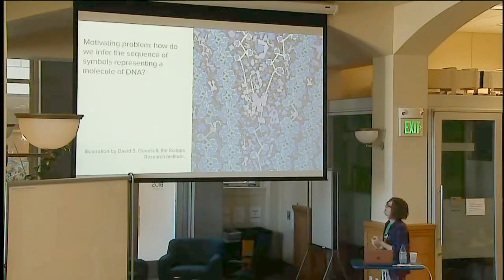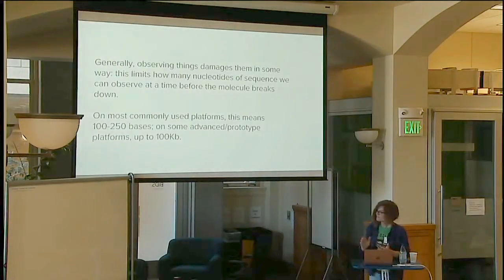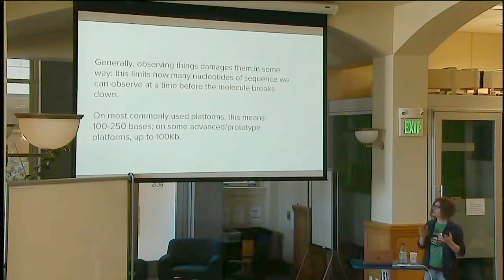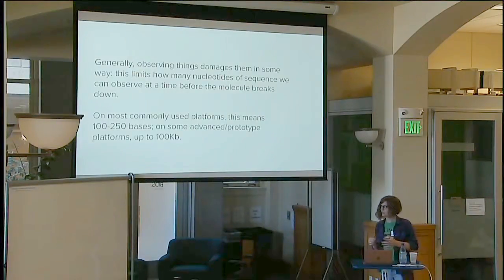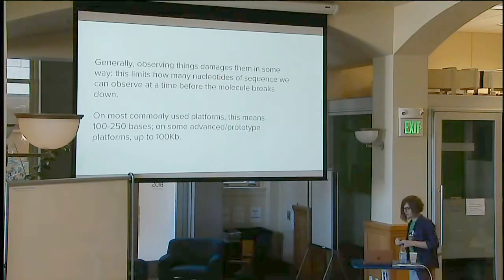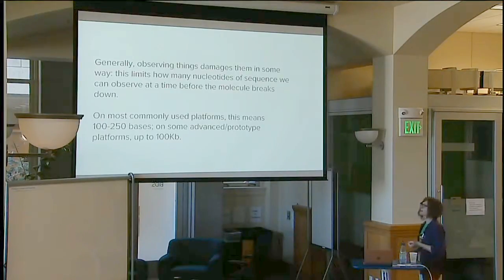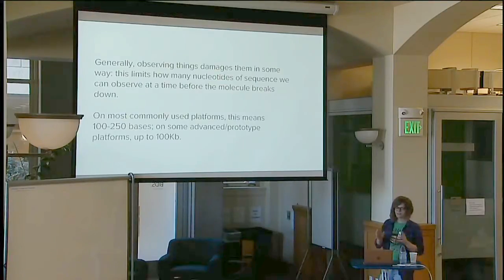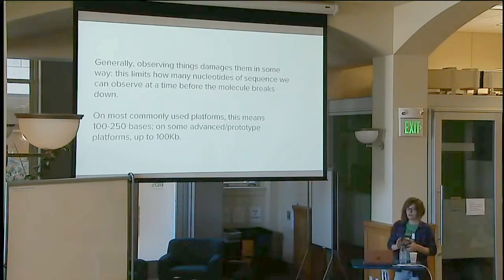And so how do we turn this into those strings though, right? The problem here is that generally when you observe things, you damage them in some way, right? So if I want to interrogate a molecule, I have to abuse it. I've got to shoot it with lasers or perform chemical reactions, put electrical charge across it, and usually this breaks down the molecule, right? What this tends to do, especially with the current generation of commonly used sequencing tech, is that this limits the length of sequence that we can observe at one time. So usually that's 100 to 250 bases.